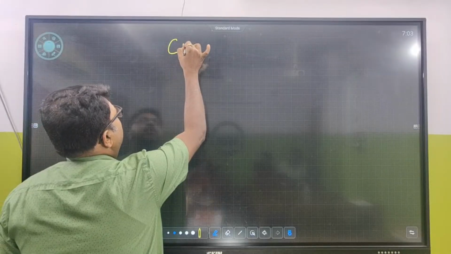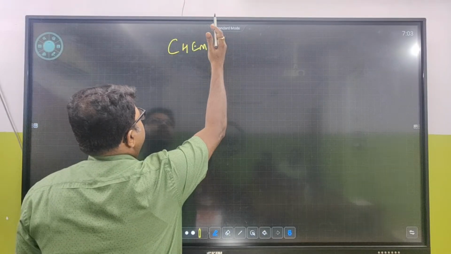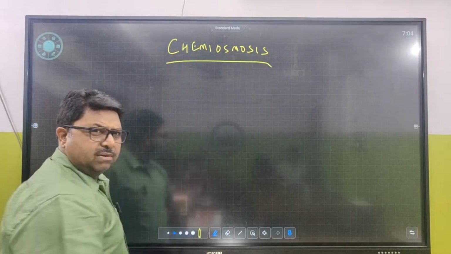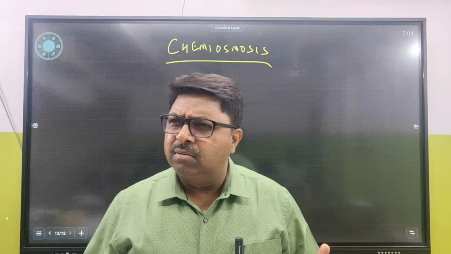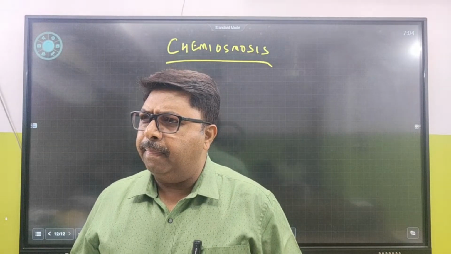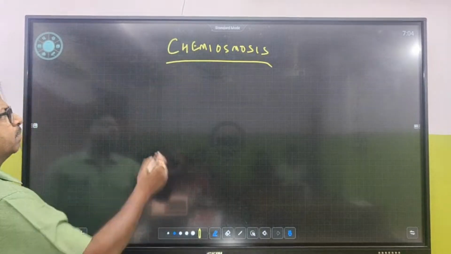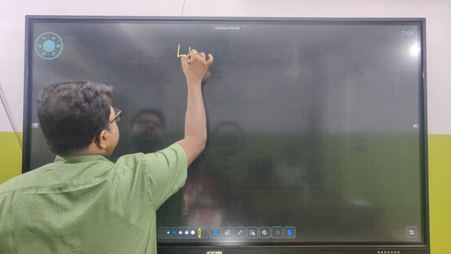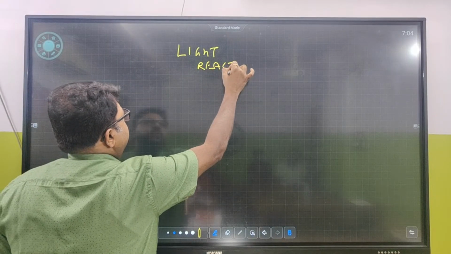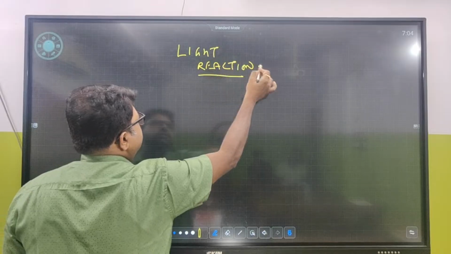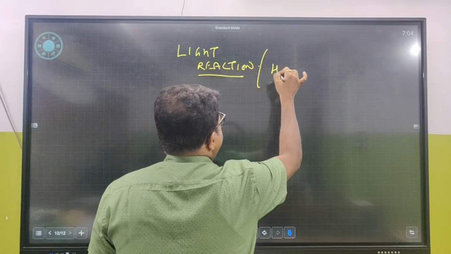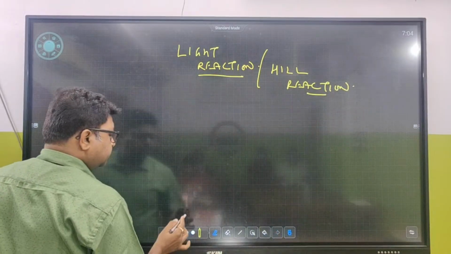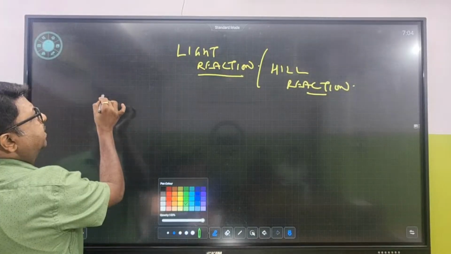What is chemiosmosis? Last day we talked about the light reaction. We have completed the light reaction, two steps we have talked about. In your exam, how are you going to write it? Light reaction is also called the Hill reaction. First step of light reaction.